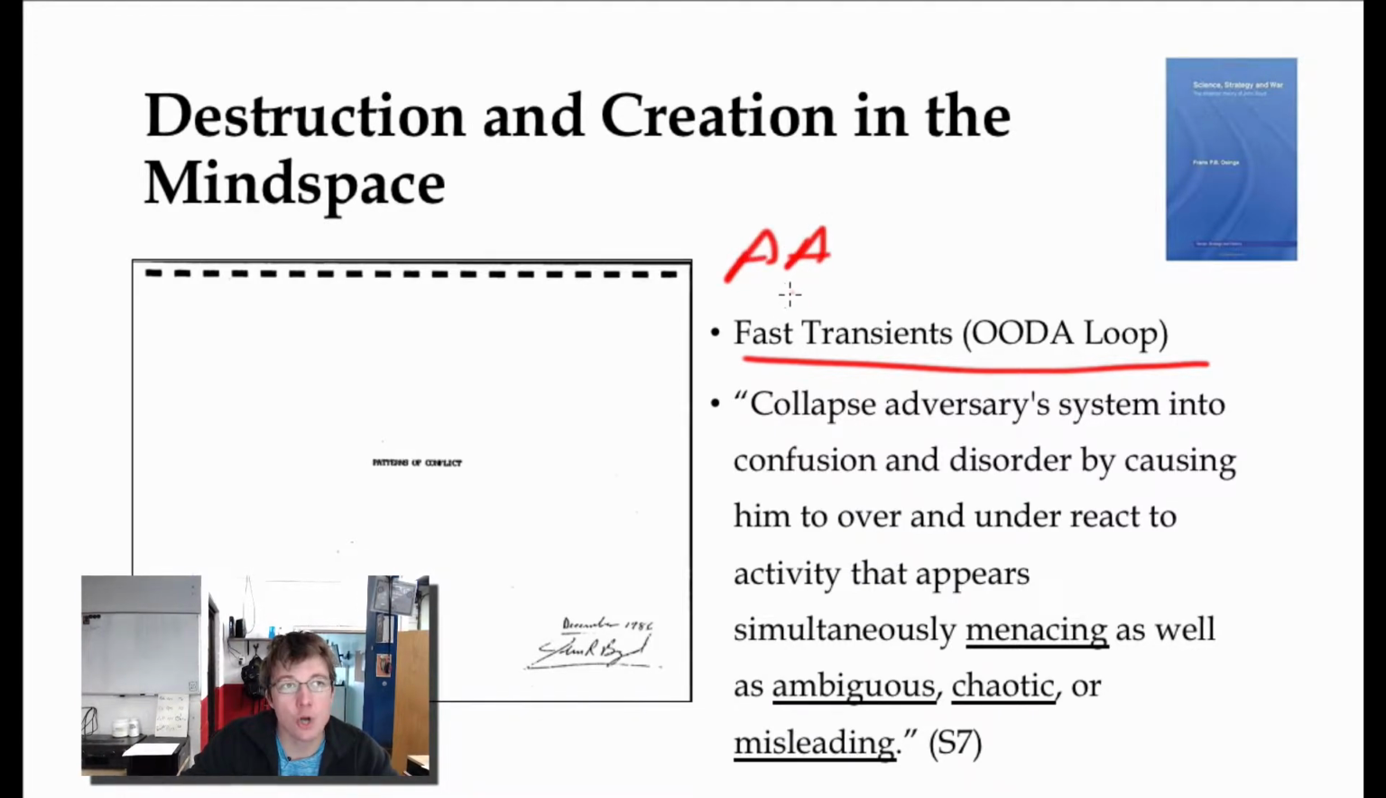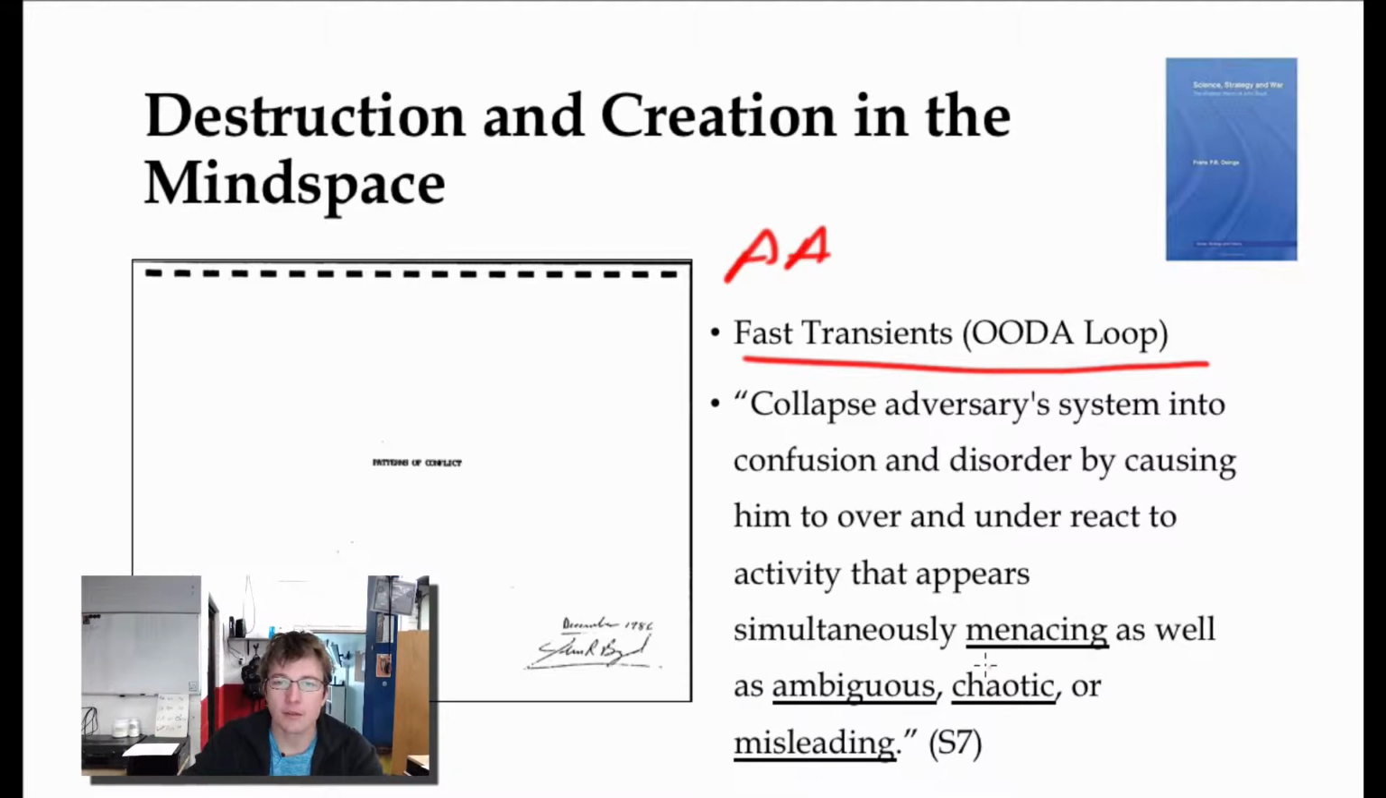He begins taking us on this journey of showing how his own thinking has evolved over time, how it has emerged from the world of the fighter pilot, the practitioner of air combat maneuvering, and transitioned into a broader way of looking at how one collapses an adversary's system into confusion and disorder by causing him to over and underreact to activity that appears simultaneously menacing as well as ambiguous, chaotic, or misleading. The emphasis is Boyd's in the original slide deck. This is slide 7 in the original slide deck and is also, again, presented directly in the Osinga text.